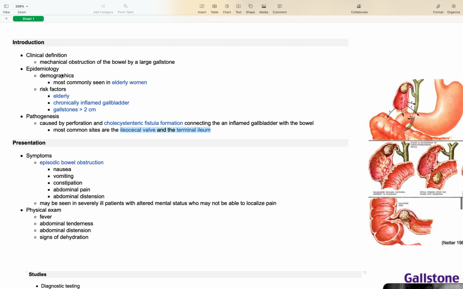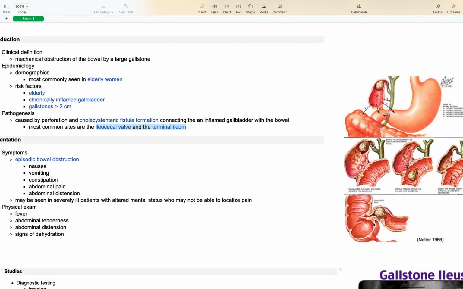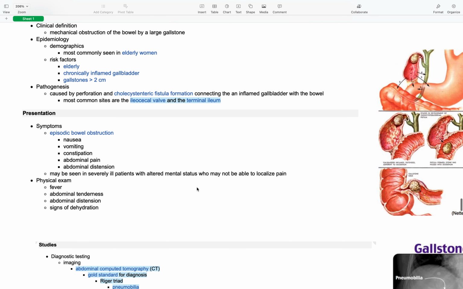So, going back again to the clinical definition, it's the mechanical obstruction of the bowel by a large gallstone dislodged from the gallbladder. Commonly seen among elderly women. Risk factors associated with gallstone ileus are being elderly and a chronically inflamed gallbladder with a gallstone more than 2 centimeters. This results in the formation of a cholecystoenteric fistula, which is a connection between the inflamed gallbladder and the bowel. A very common site is the ileocecal valve and terminal ileum. So the patient presents with signs and symptoms of episodic bowel obstruction.